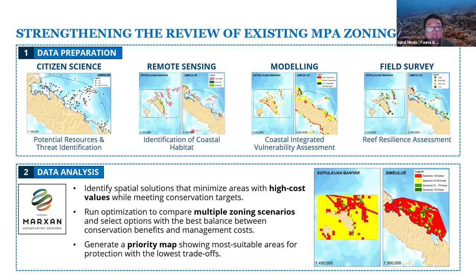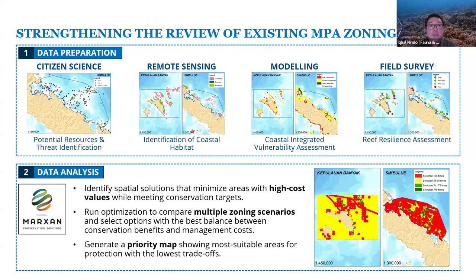Secondly, we use updated remote sensing products to map key coastal habitats, including coral reef, seagrass beds, and mangroves. And third, we ran coastal vulnerability modeling. Instead of focusing on geomorphology, the model looks at how physical factors interact with coastal ecosystems and how these areas are currently used by surrounding communities.